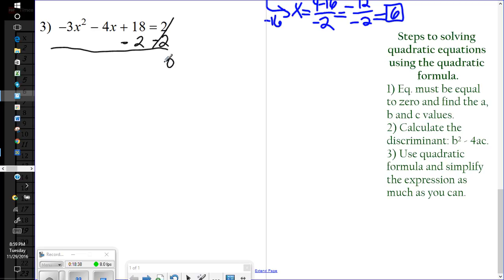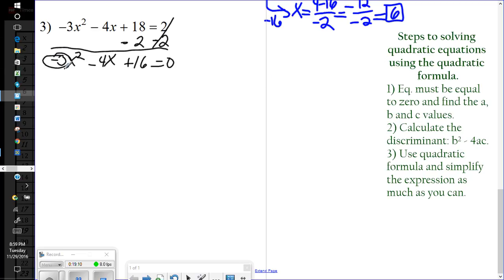So we have 0 is equal to 18 minus 2, which gives you 16. That is positive 16. There's nothing here, so that doesn't change. Minus 4x and minus 3x squared. Nothing changes, it stays the same. So the equation is equal to 0, and it's already in descending order from the highest power to the lowest power. Now my job is to find out what is A, B, and C, the A value, B value, and C value.